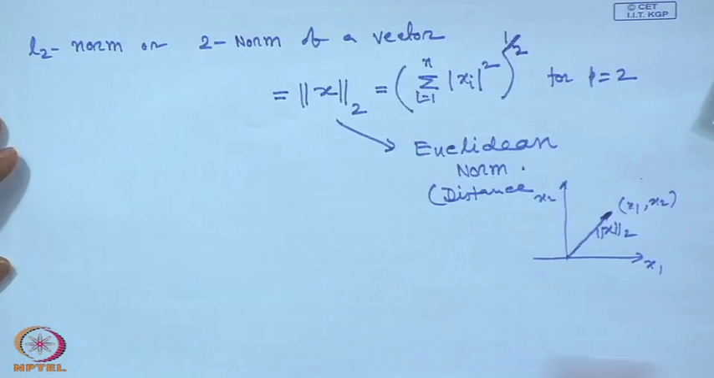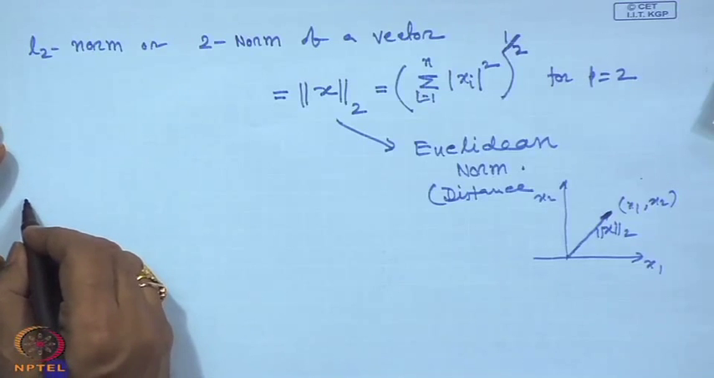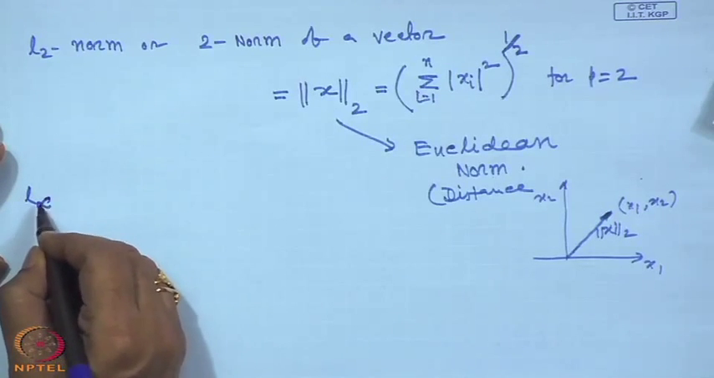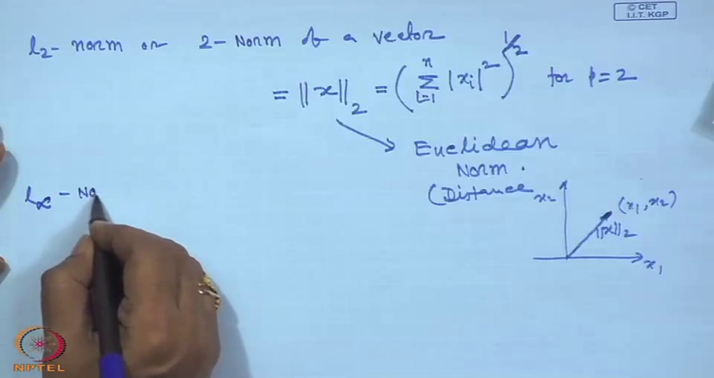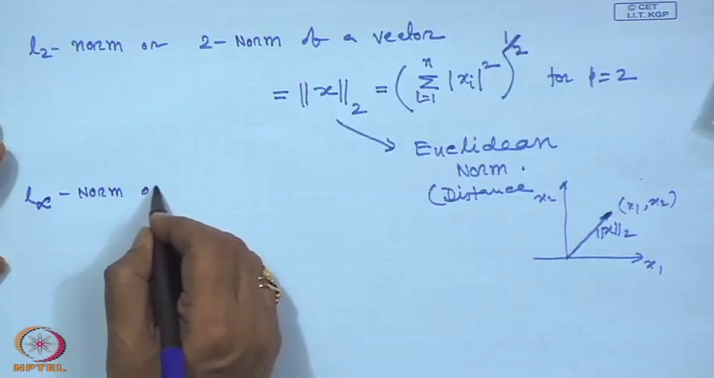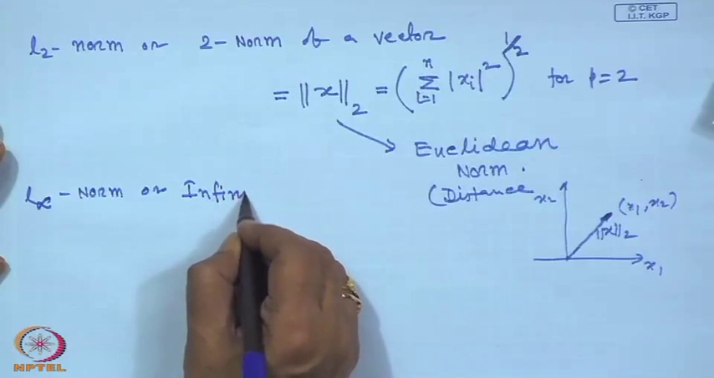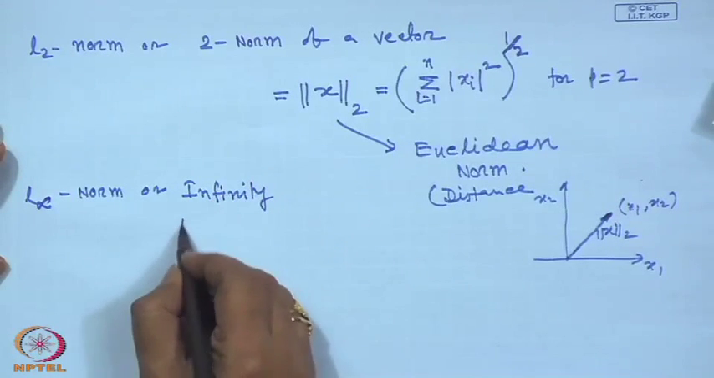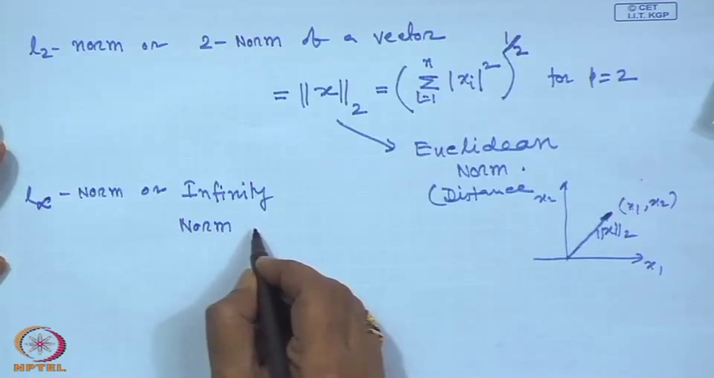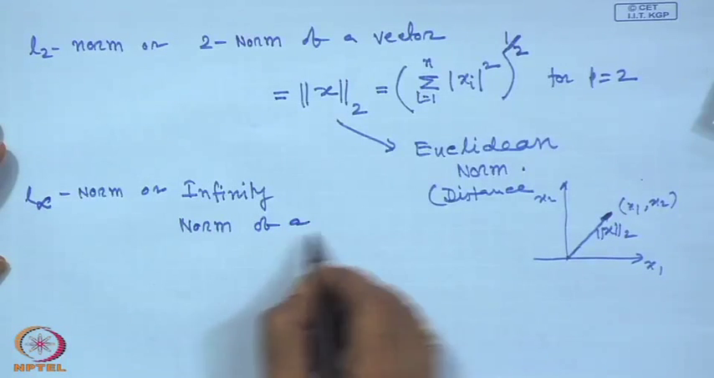Next is your L infinity norm, or it is simply called the infinity norm of a vector.